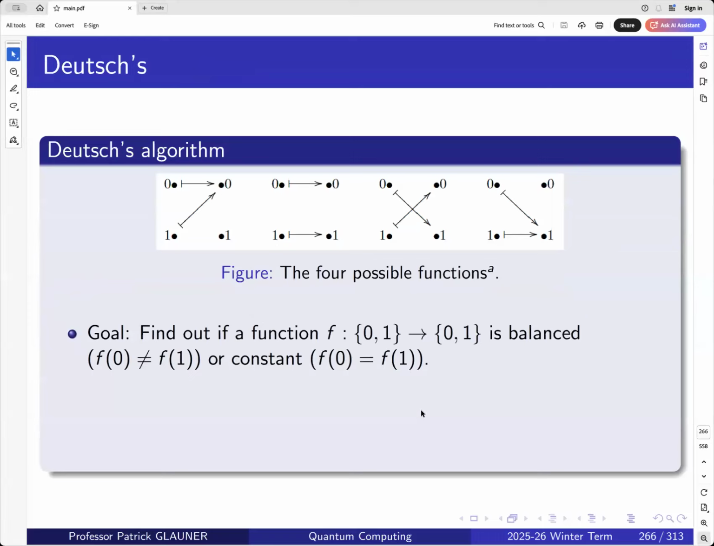Now we will look at a few quantum algorithms. One is the Deutsch algorithm. Why is it called the Deutsch algorithm? It's named after Mr. Deutsch, a researcher.